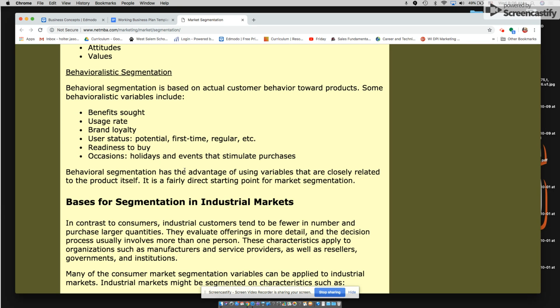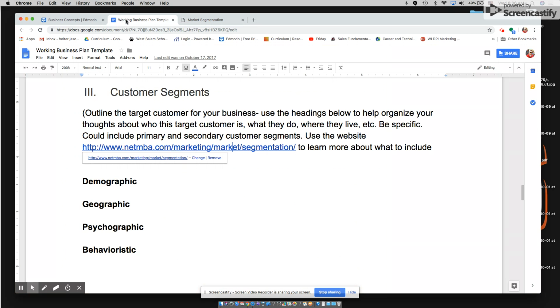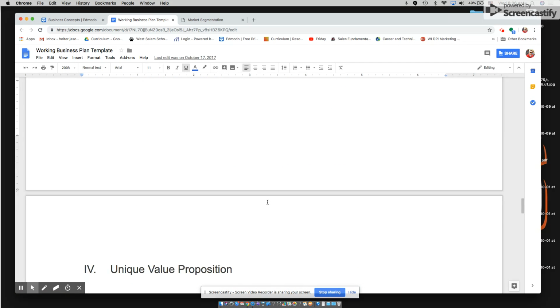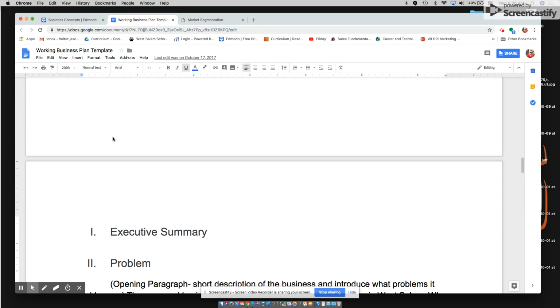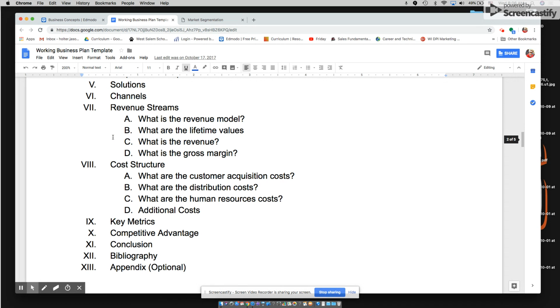Okay, so those are the first 2 pages of the business plan. And again, for this one, you can really take a look at those bullet points under each one of those off that website and just fill in that information. So today, what I'd like you guys to do is just to open up this document, make a copy of it, and start working on section 2 and section 3.